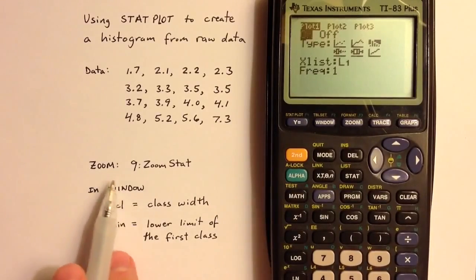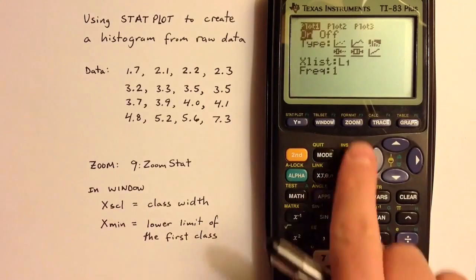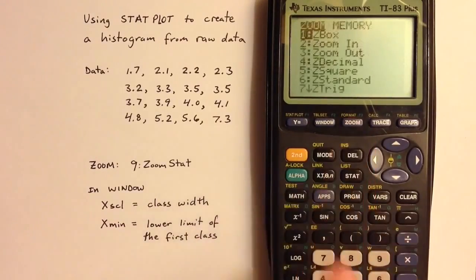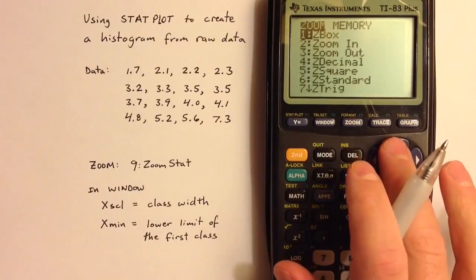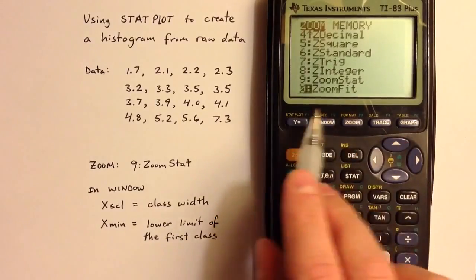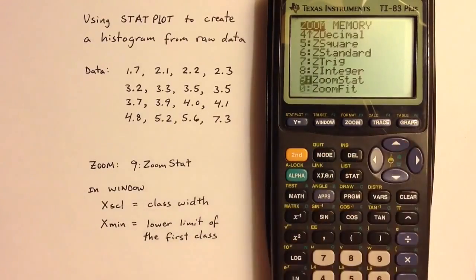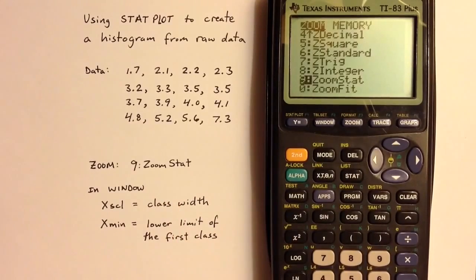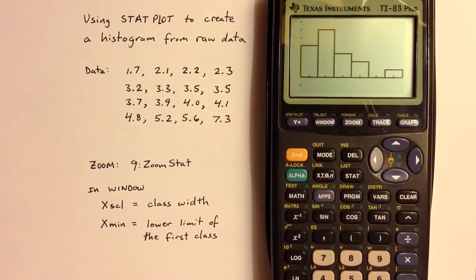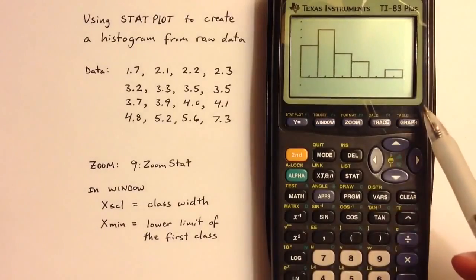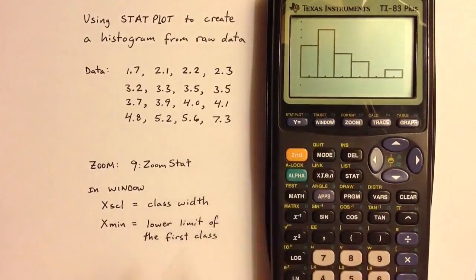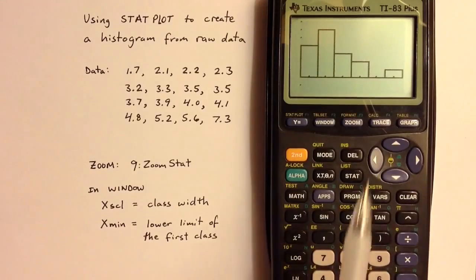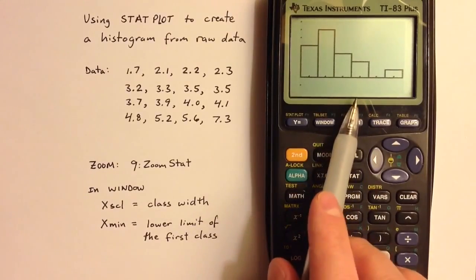And now to set up the histogram, the calculator will do this automatically for us if we go to the Zoom menu and choose option 9. So I can hit the up arrow to go to the bottom of the options, since Zoom Stat is the second from the bottom, and select that. So it chooses dimensions for the window, and it chooses values that represent all the data and give us a nice picture of the histogram. We can select our own values for the histogram.